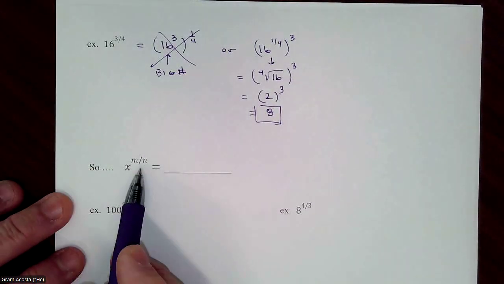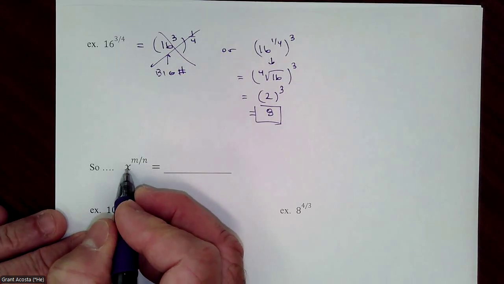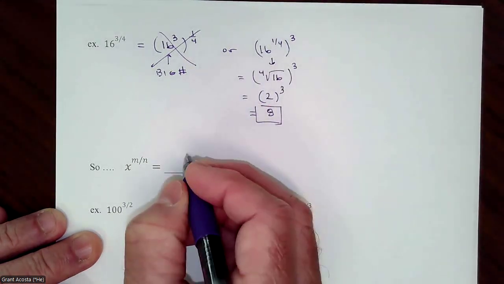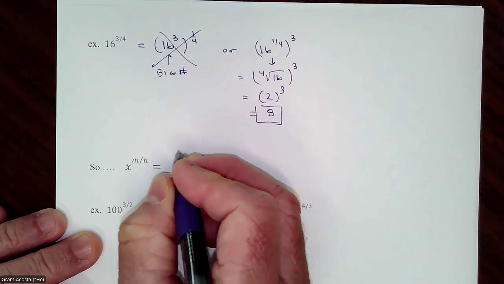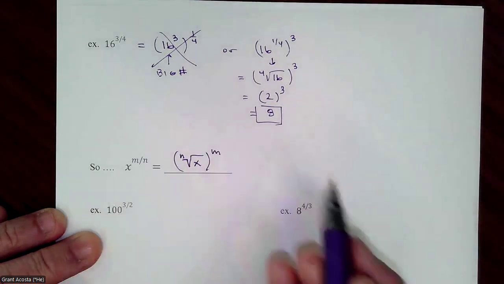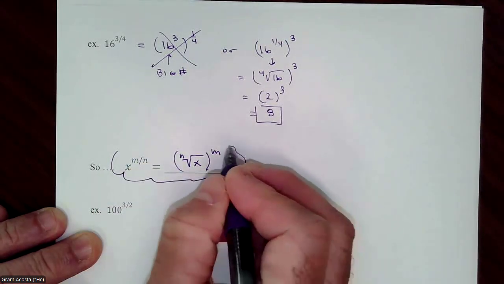So what's our takeaway here? This is maybe a more useful formula than the other one. If I have x to the m over n, the best way to do it would be to take the nth root of the number and then raise that to the mth power. We could do it the other way. I'm not even going to write that down because this is almost always going to be the easier way to do it.